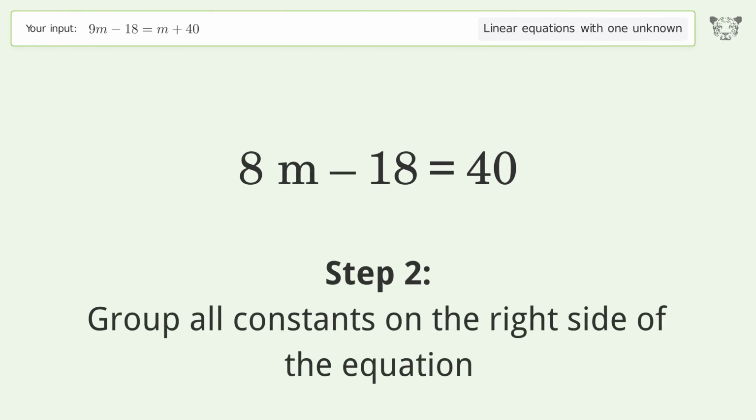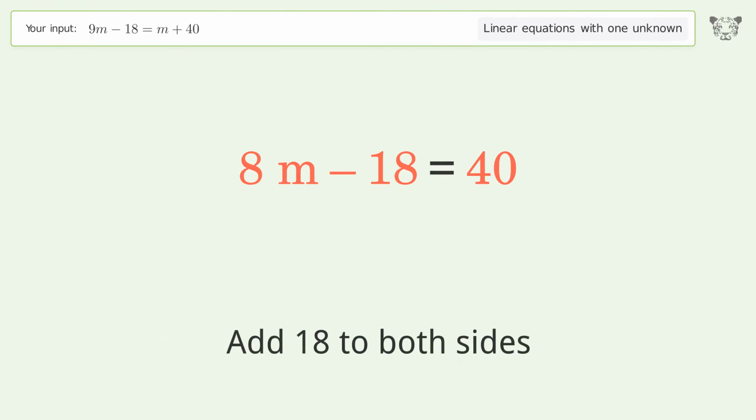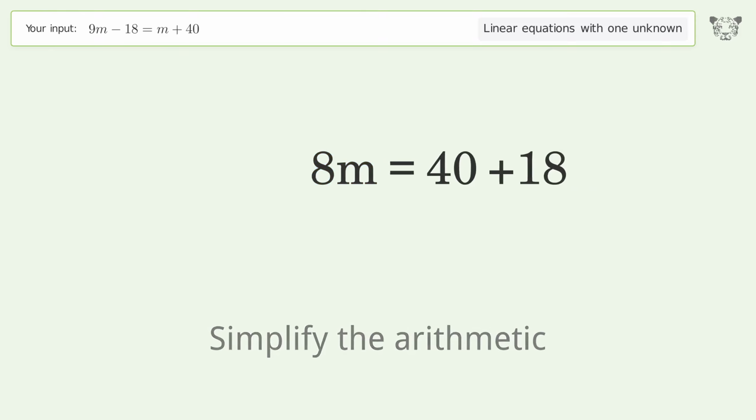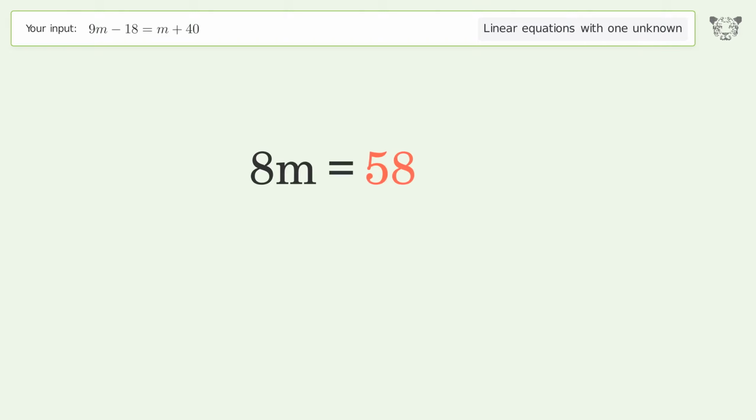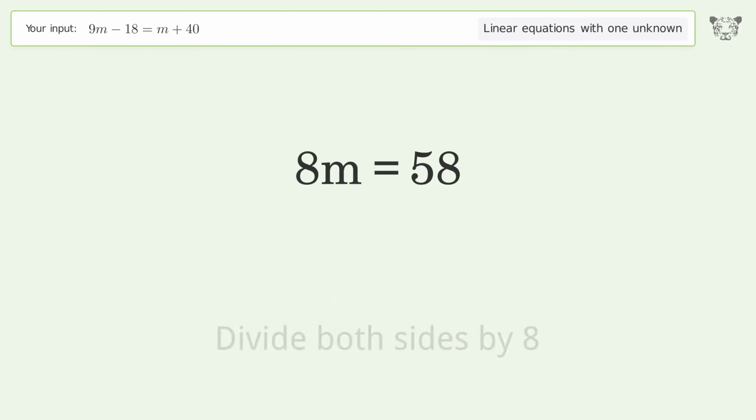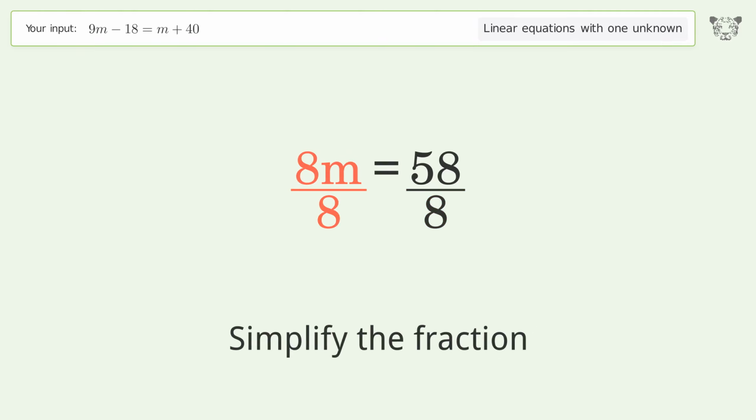Group all constants on the right side of the equation. Add 18 to both sides. Simplify the arithmetic. Isolate the x. Divide both sides by 8. Simplify the fraction.